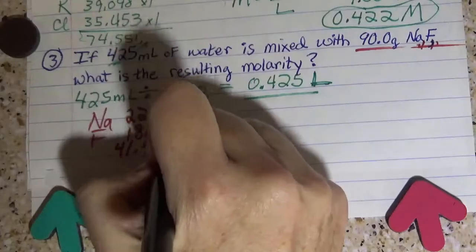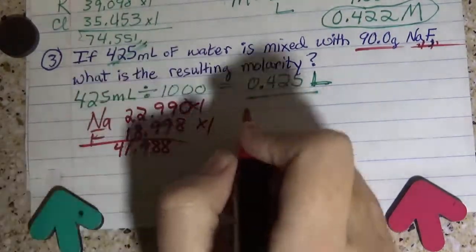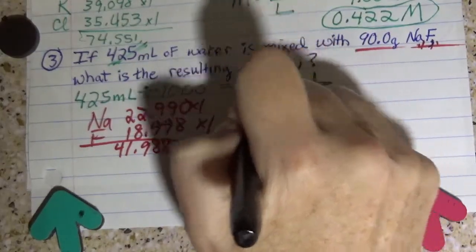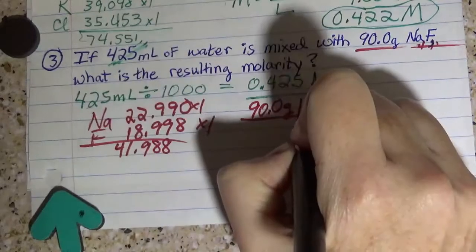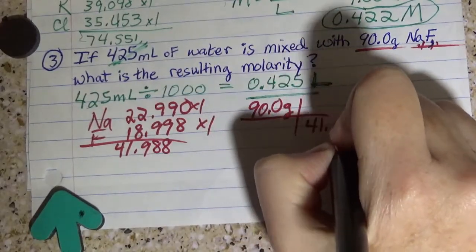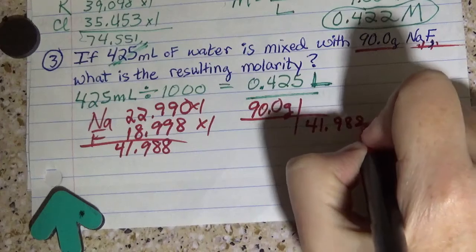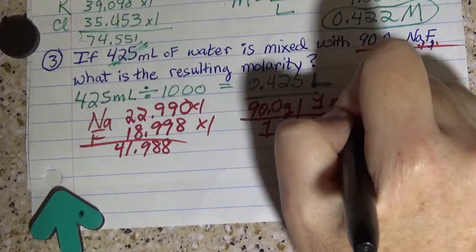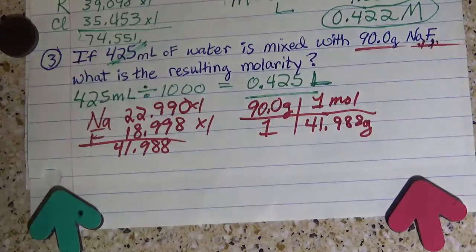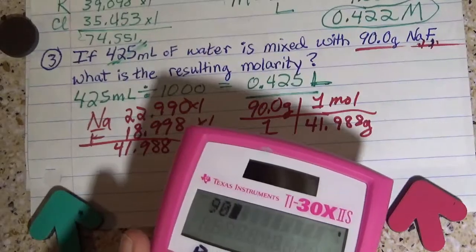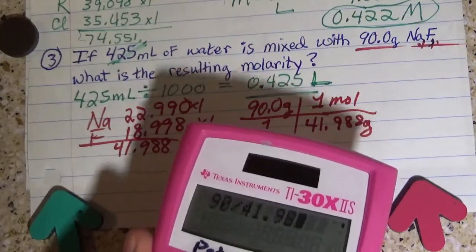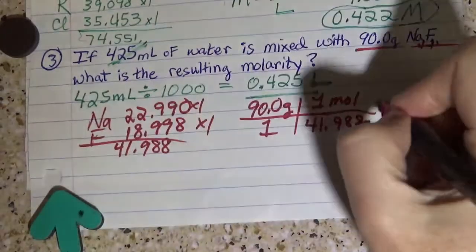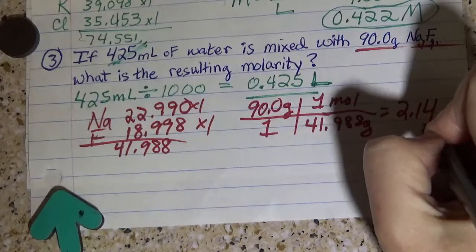Okay, now that's the molar mass of NaF, 41.988. So if we take our 90 grams and put the molar mass, in grams, in our denominator here, 1 goes there. That's the amount of grams that makes 1 mole. So 90 divided by 41.988, we get 2.143, which is 2.14 moles.